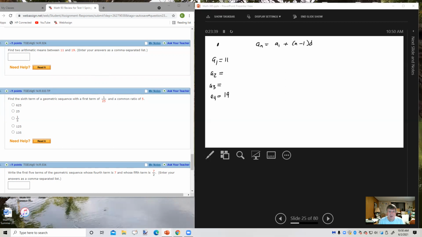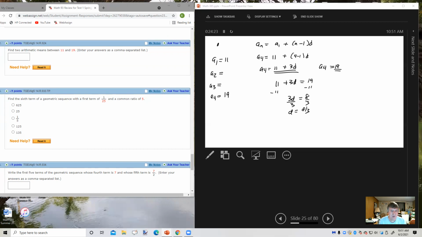All right. Now we can use the same information we used in the previous problem to find D. A sub 4 equals a sub 1 plus 4 minus 1 times D. A sub 4 equals 11 plus 3D. But a sub 4 also equals 19. So 11 plus 3D equals 19. So there's our equation we're going to use to find D. Subtract 11 from both sides. 3D equals 8. D equals 8/3.